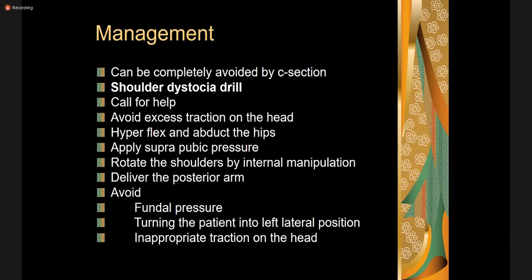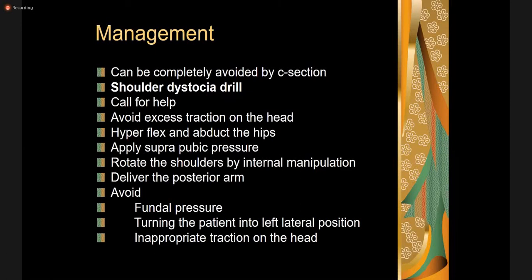Then the third will be internal manipulation, where you take your hand inside and deliver the posterior arm. So for any woman where you think the baby seems to be of good size, or you anticipate that she might end up with a problem, it's better to give an episiotomy so that you have enough space to take your hand inside. Avoid fundal pressure, turning the patient into the left lateral position, and inappropriate traction of the head. So this should be avoided. Pulling the head of the baby will not solve the problem.